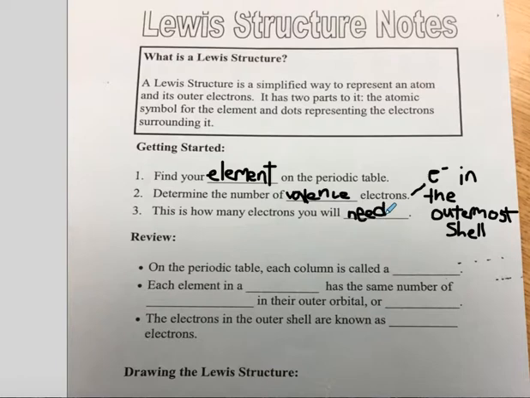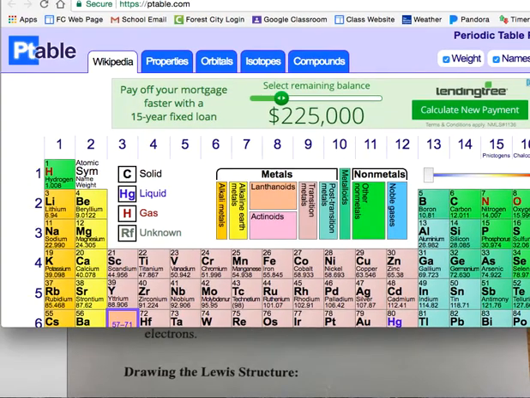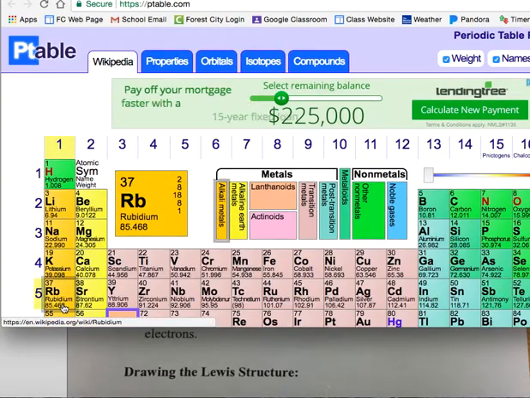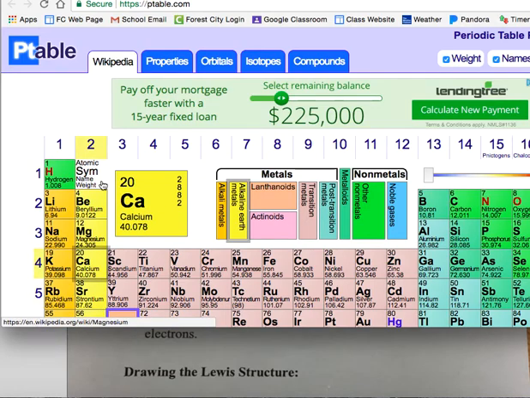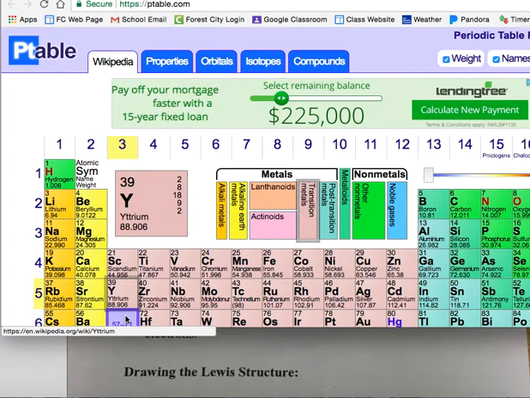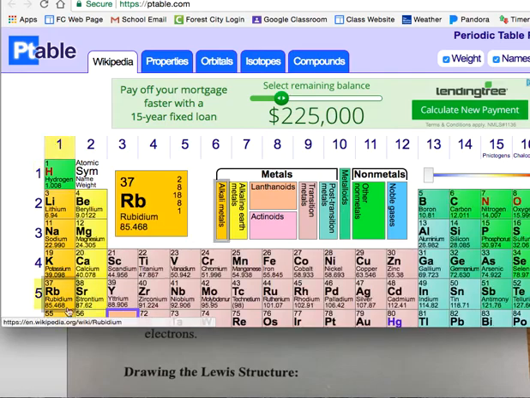In order to find that number, instead of having to draw it all out and count them, there's a quick way to do it. So on the periodic table, each column, up and down, columns are up and down, is called a group. Each column is a group. So if I look at my periodic table, this is group 1, this is group 2, this is group 3. Okay, each column is a group.